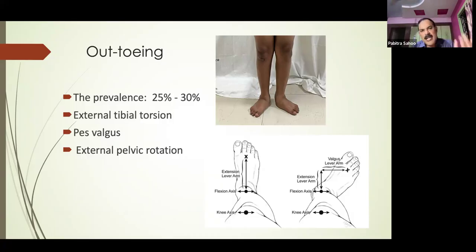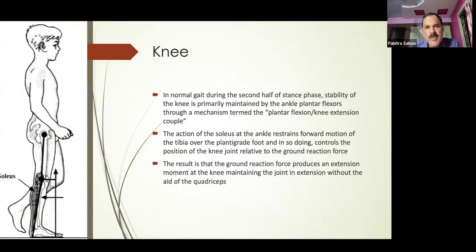So that affects the knee. The knee suffers because of the foot abnormality or the hip abnormality. Basically, the knee suffers because of the loss of this plantar flexion knee extension couple. We all know when the foot is plantar flexed in a rigid supinated foot, the center of gravity falls under the knee joint during the propulsion.